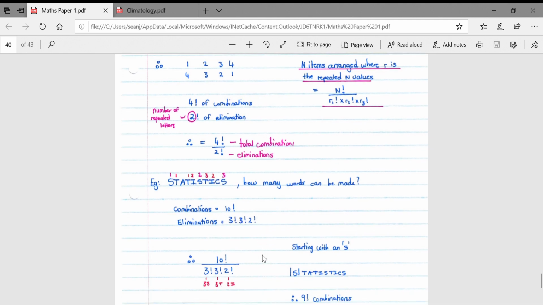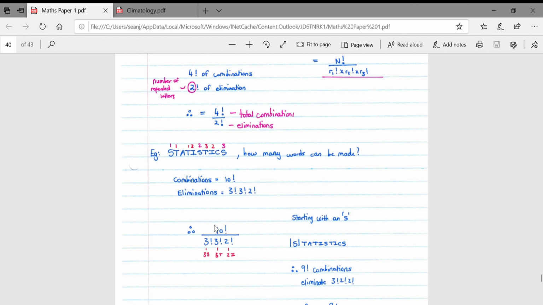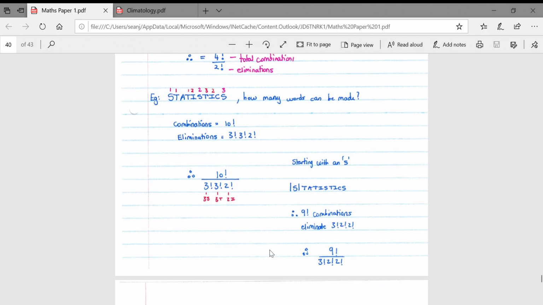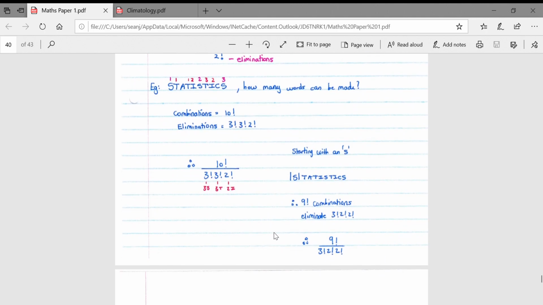So then what we go and say is, okay, we're working with 10 letters, so we have 10 factorial, but we divide it by the repeats. We've got 3 S's, 3 T's, 2 I's, so 3 factorial, 3 factorial, 2 factorial, and these are multiplied together. And then we will get our answer.